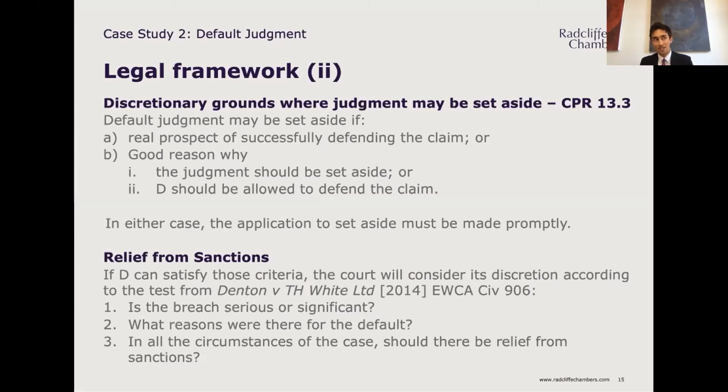And if that first stage is satisfied, if you engage the discretion of the court, it will then go on to assess its discretion according to the relief from sanctions, the well-known relief from sanctions test from Denton. In other words, that's all well and good. We appreciate you've fulfilled the 13.3 criteria, but why should we exercise our discretion in your favour?